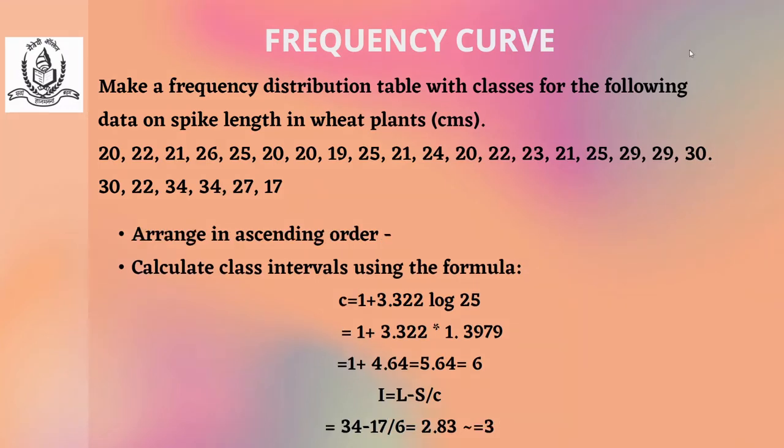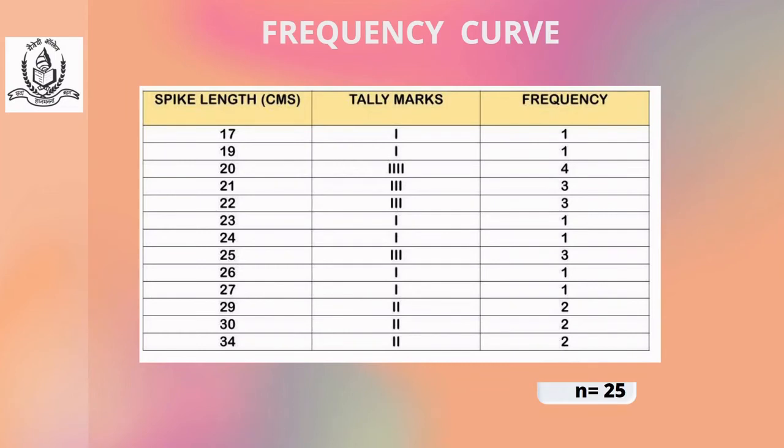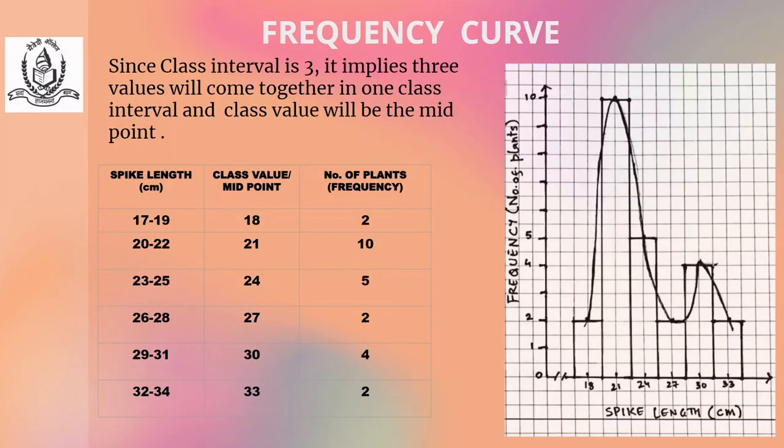Let us look at an example to check our concepts on preparing frequency curves. Here we have data on the length of spike in wheat plants. The data consists of discrete values, and we can start by sorting and arranging it in ascending order. We will use Sturge's rule to calculate the class intervals, which works out to be 3. The frequency table can now be prepared using the tally method as well. Let us tabulate the class intervals and frequencies as well as list the midpoints.